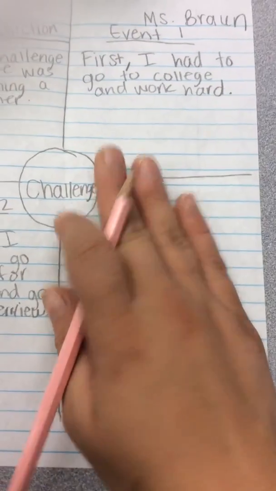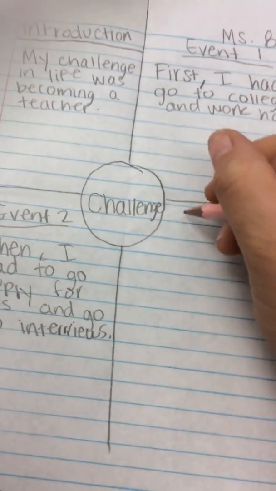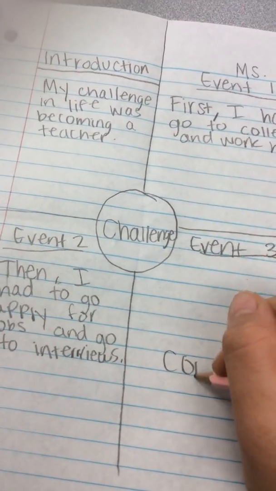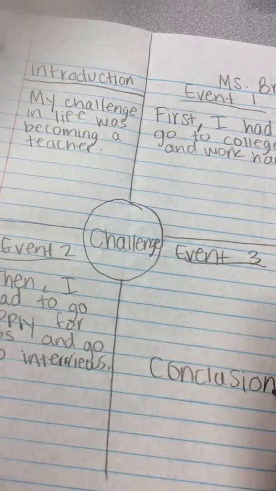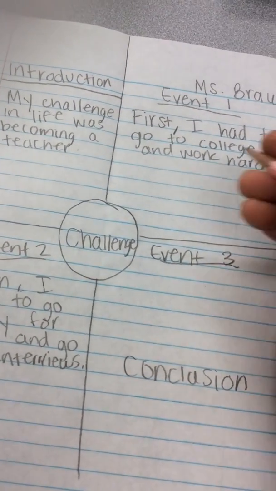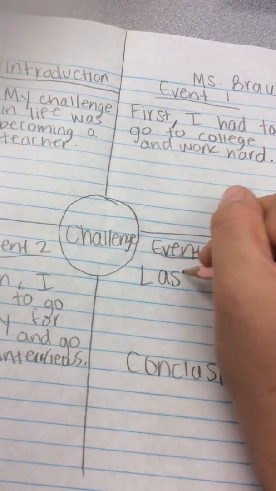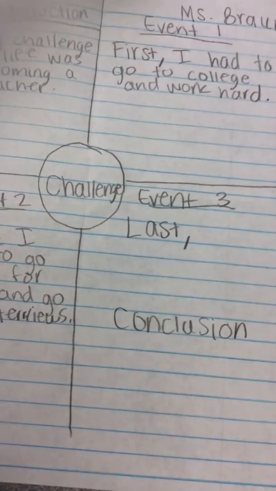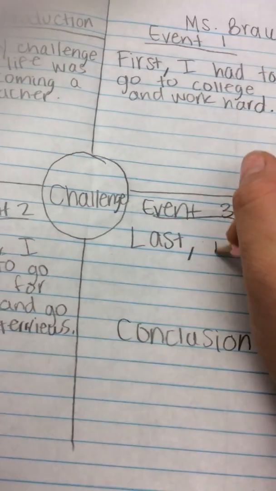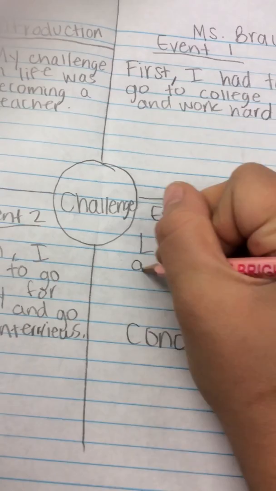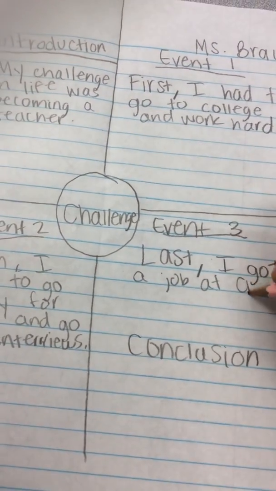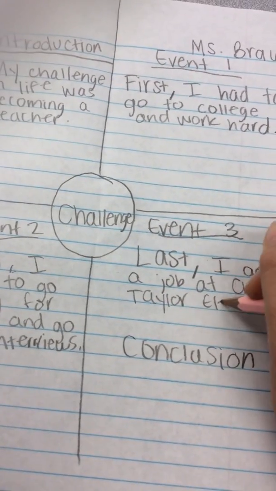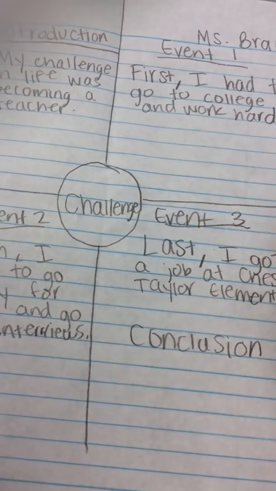In the last box, I'm going to do event 3 and the conclusion. For event 3, I'm going to use a transition word like last. So I know the last thing I did was got a job at Chester Taylor. So I'm going to write last, I got a job at Chester Taylor Elementary School.